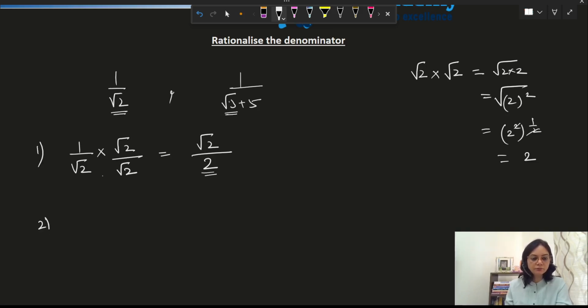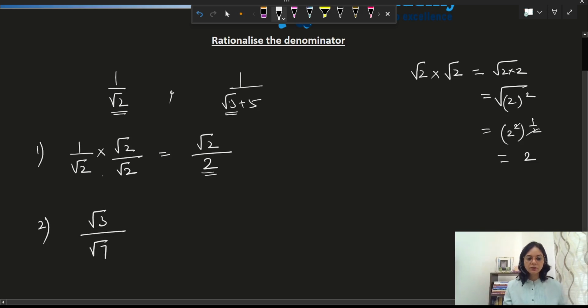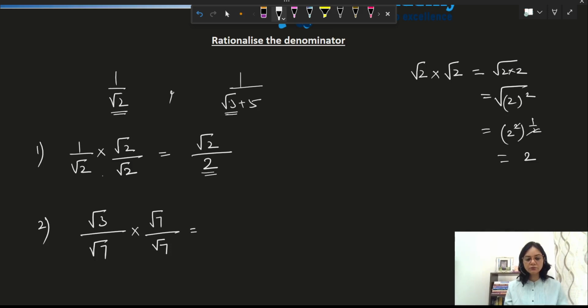Let's take a few more. Let's say I have root 3 divided by root 7. You need to again rationalize the denominator. So take only the root which is there in the denominator. It's a single term, so only multiply and divide by root 7. It will change to root 3 into root 7, you just have to multiply them, and root 7 into root 7 is 7, so it's root 21 by 7. The denominator is rationalized, no need to do anything with the numerator.